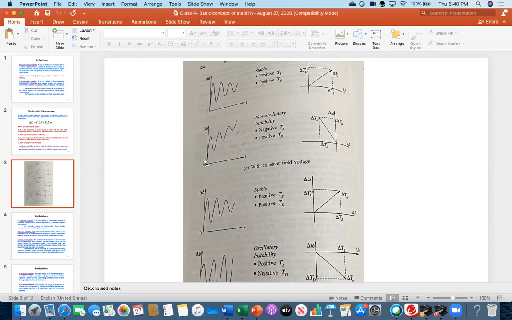But see the next one. First look at the leftmost side. It goes outward, oscillating, and then finally goes out of step. It did not come back. So this is an example of an unstable situation. Why did it happen? Now see the phasor diagram on the right side. In this case, del Td is fine, it is still on the positive side upward. But you see del Ts has gone to the negative side. That's why I have written negative Ts, positive Td.